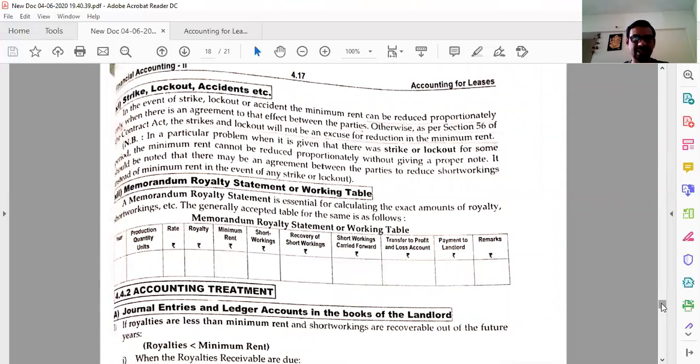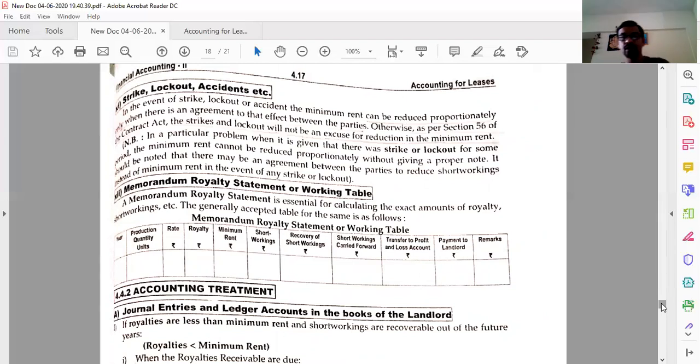Now, the next term is strike, lockout, or accident. What is that? In the event of strike, lockout, or accident, the minimum rent can be reduced proportionately only when there is an agreement to that effect between the parties. Otherwise, as per Section 56 of the Contract Act, the strike and lockout will not be excused for a reduction in the minimum. So, whenever there is any kind of strike, lockout, or accident, the minimum rate is proportionately reduced.